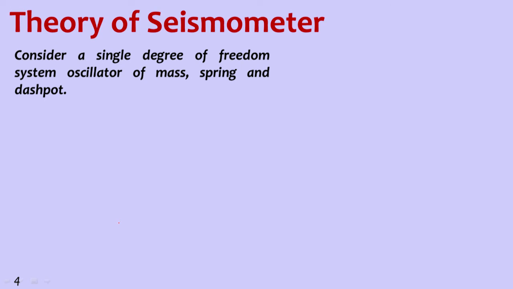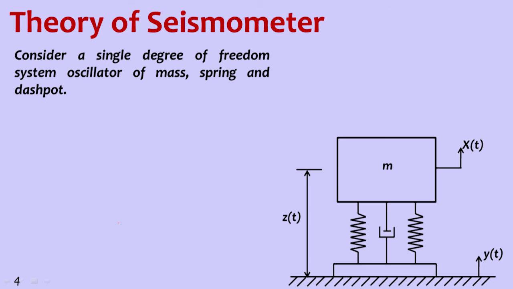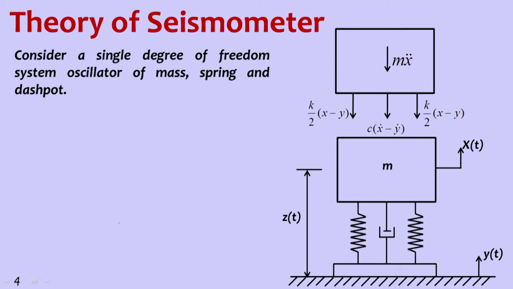So, let us consider a single degree of freedom system oscillator which has mass, a spring and a dashpot. So, something like this. So, we use the basic structural dynamics principles of single degree of freedom system and try to devise an instrument. So, this is a free body diagram of that. Say if we give motion x, and the relative displacement between the ground and the center of mass is given as z.